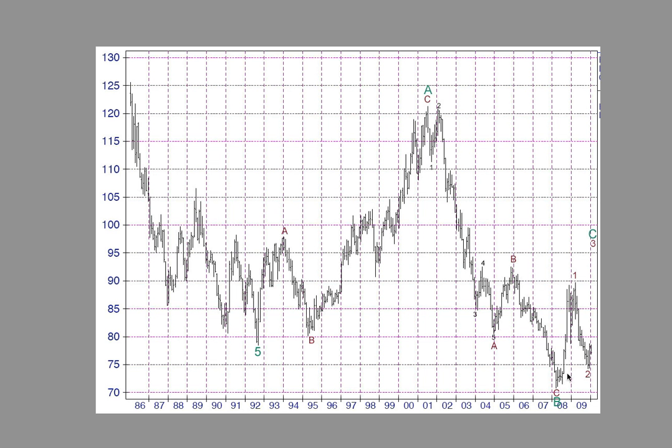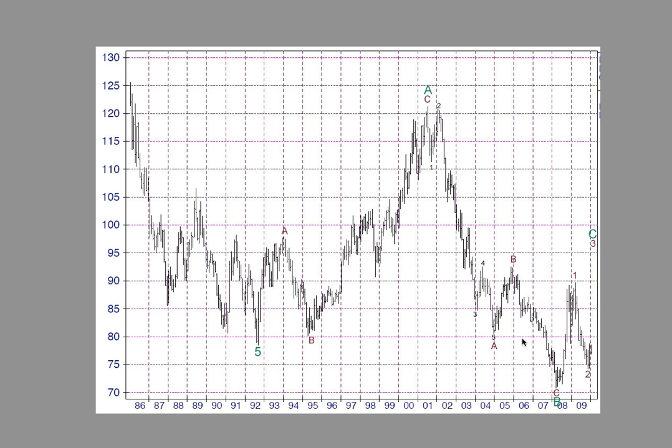And at the moment, we've just had a primary 1 and 2 within the cycle wave C, and we're just in the early stages of this 3rd wave up. 3rd waves are the longest and strongest of all the waves, so within the C wave, we're entering the strongest phase of these dollar rises.